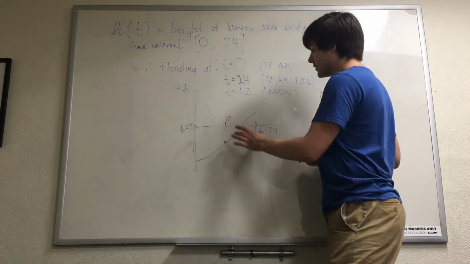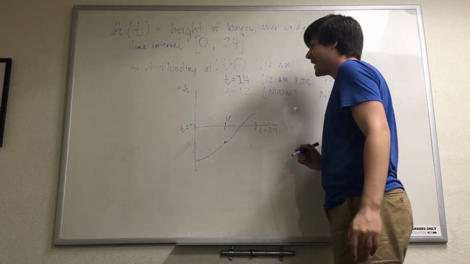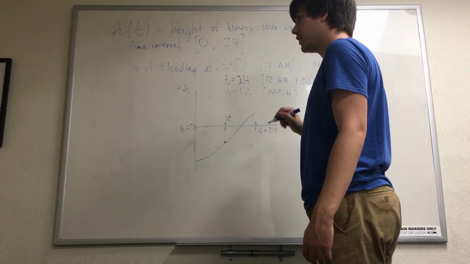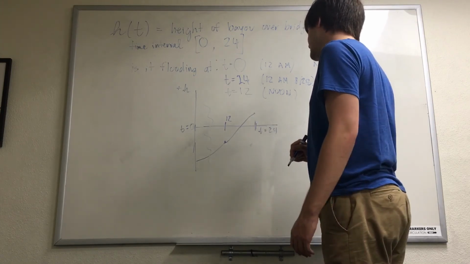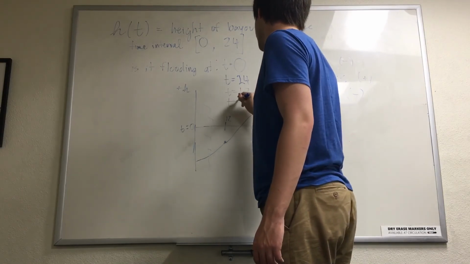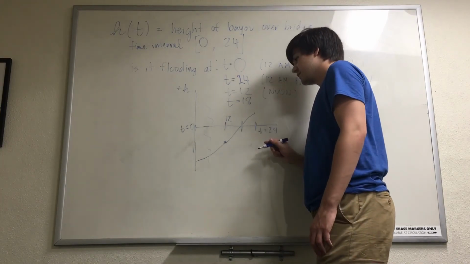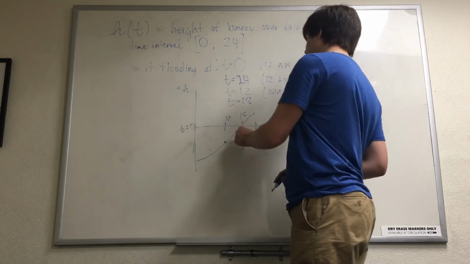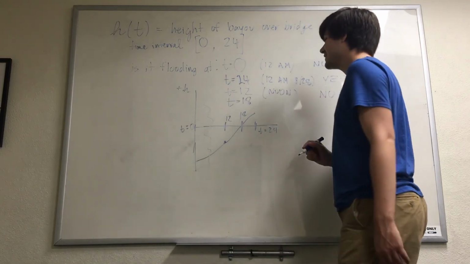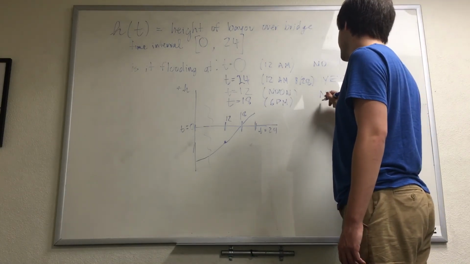We don't have to know about it anymore, and we can refine our search to between 12 p.m. and 12 a.m. the next day. So let's try another midpoint. The midpoint between 12 and 24 is 18. So let's ask ourselves, is it flooding at t equals 18? All right, and we draw it here, 18. And you can notice that this isn't exactly where it crosses the x-axis. So at 6 p.m. we find that it is.